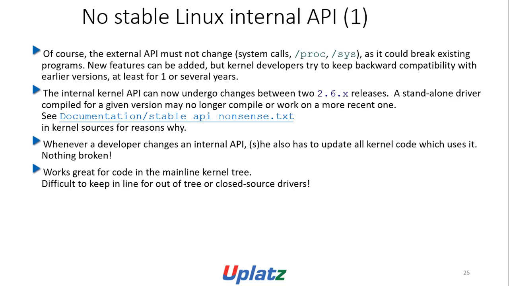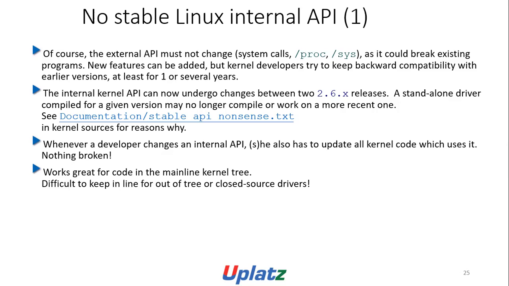Stable Linux internal API. Of course, the external API must not change: system calls, /proc, /sys, as it could break existing programs. New features can be added, but kernel developers try to keep backward compatibility with earlier versions for at least 1 or several years. The internal kernel API can now undergo changes between 2.6.x releases. A standalone driver compiled for a given version may no longer compile or work on a more recent one. See Documentation/stable_api_nonsense.txt in the kernel sources for reasons why.